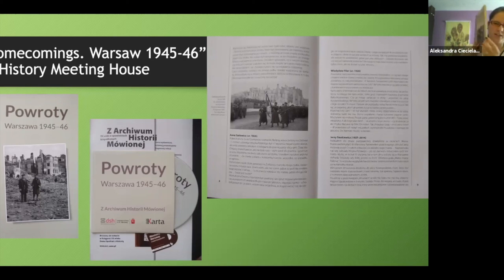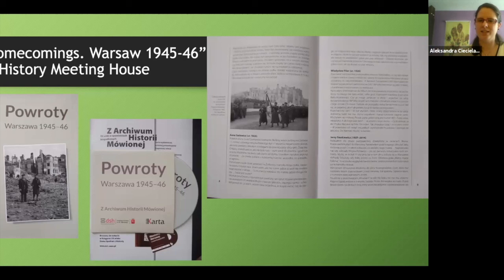It's not very big, as you can see. They publish a lot of books like that about certain topics. This one is specifically about homecomings, Warsaw 1945-46. After liberation, after the end of World War II, people were coming back to Warsaw from exile, and it covers the experience of people coming back. It only has one page of introduction, and the rest are only quotes from interviews. So the entire story is formed from the quotes.